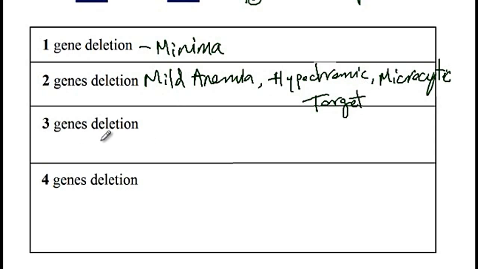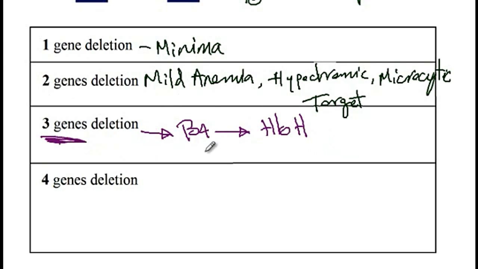Next, we have 3 gene deletions, and since there is too little alpha, there would be excess accumulation of beta globulin, and so these patients will start to form beta 4 subunits, and this beta 4 hemoglobin is referred to as hemoglobin H. And these patients will have anemia that is more severe than 2 gene deletions, but it's not severe enough to require chronic transfusion therapy. So in fact, these patients can live the first few years of life without any transfusions.